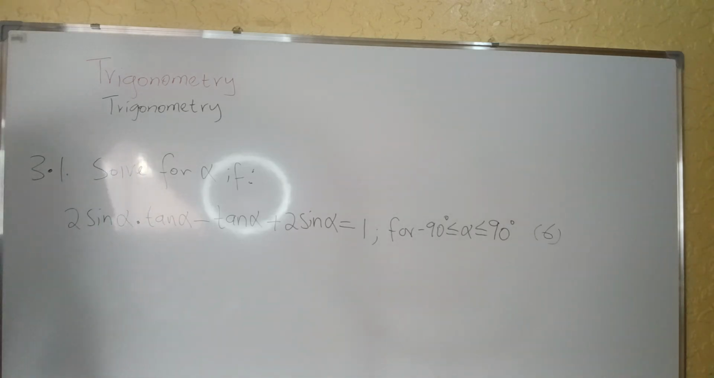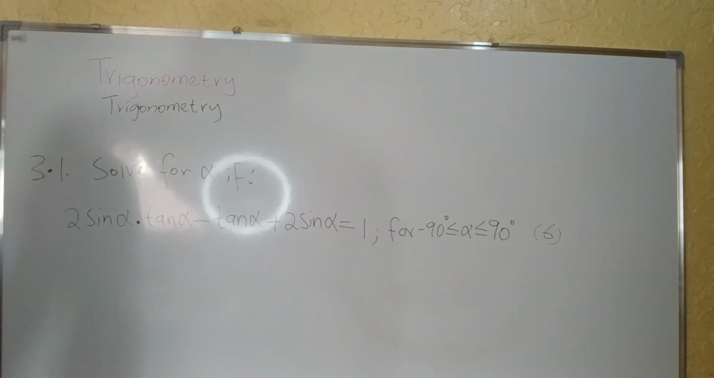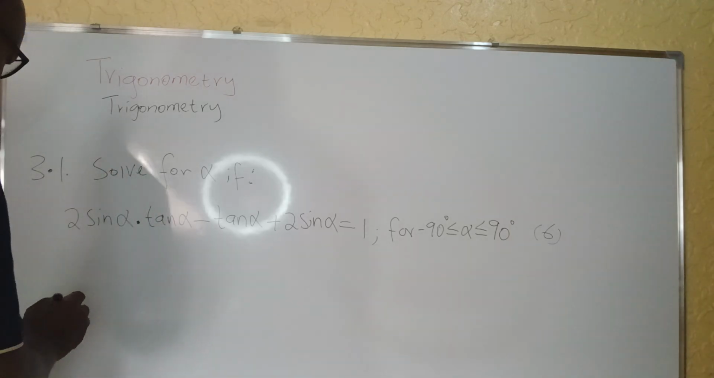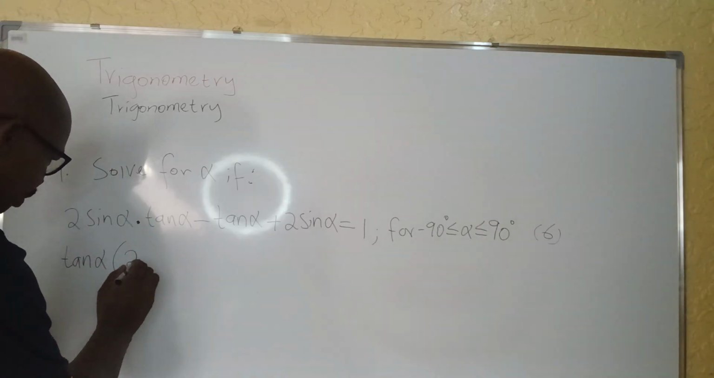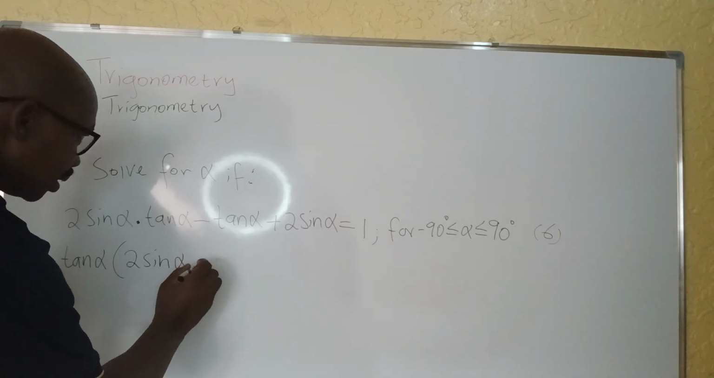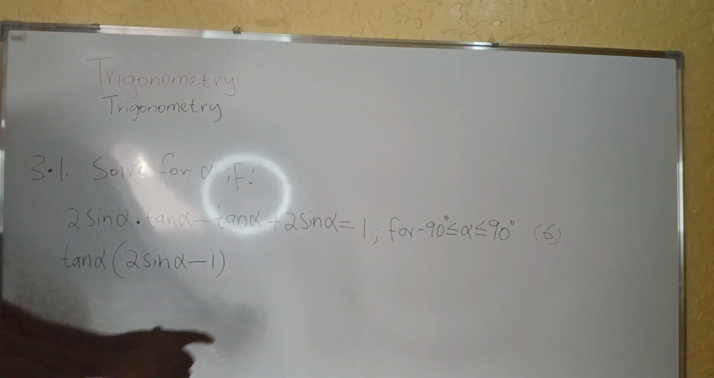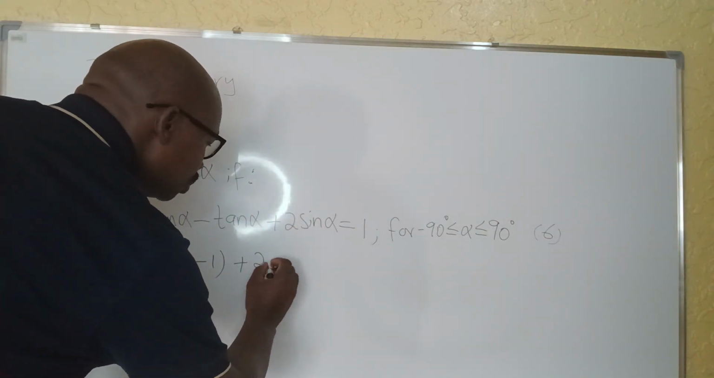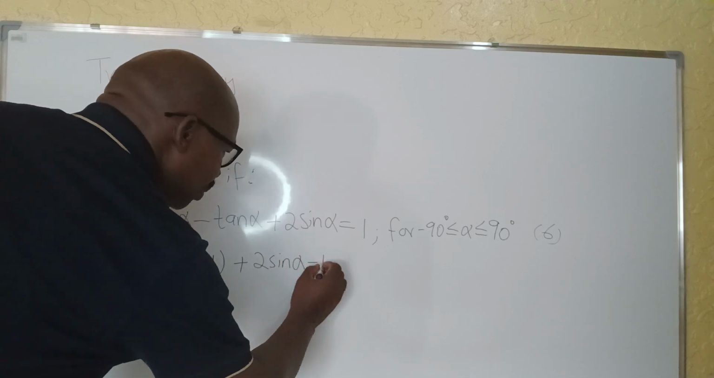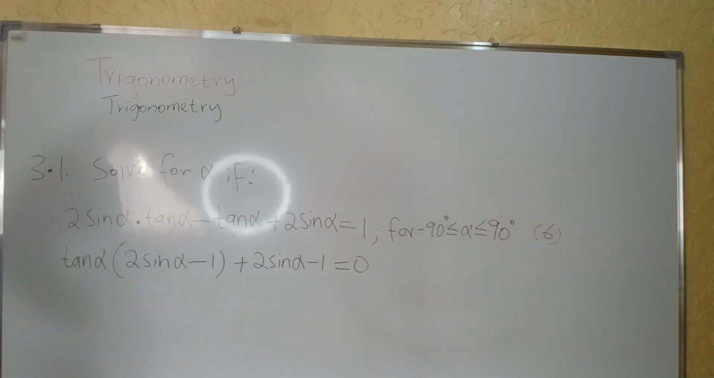we check and find out that in the first two terms, there is something common which is 10 alpha. Remove 10 alpha as the common factor. You have 2 sine alpha, and then you have minus 1. As you carry on, you will bring 1 from that side to this side to have plus 2 sine alpha minus 1. Then you equate the rest to 0.